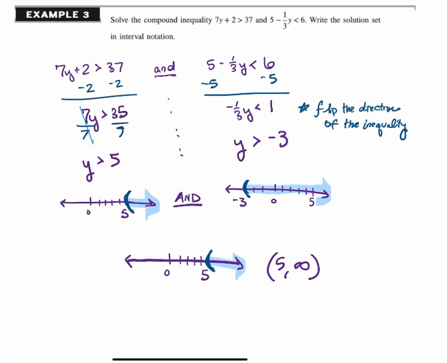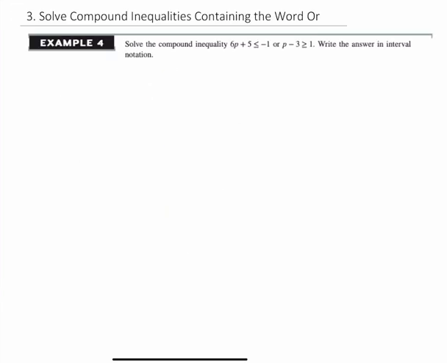All right, let's look at the next section. So we just looked at "and" questions. This will be an "or" question. So this says solve the compound inequality 6p plus 5 is less than or equal to negative 1, or p minus 3 is greater than or equal to 1. So let's continue that practice.